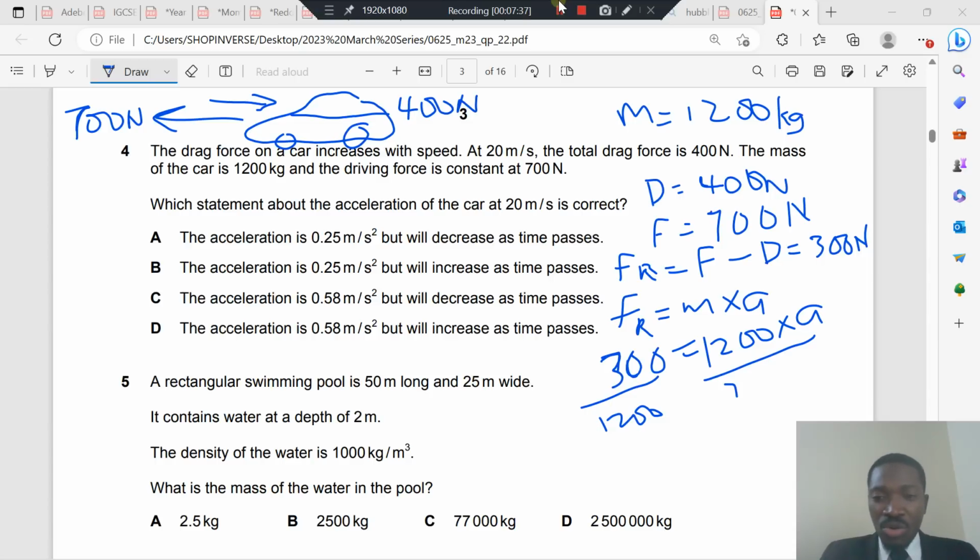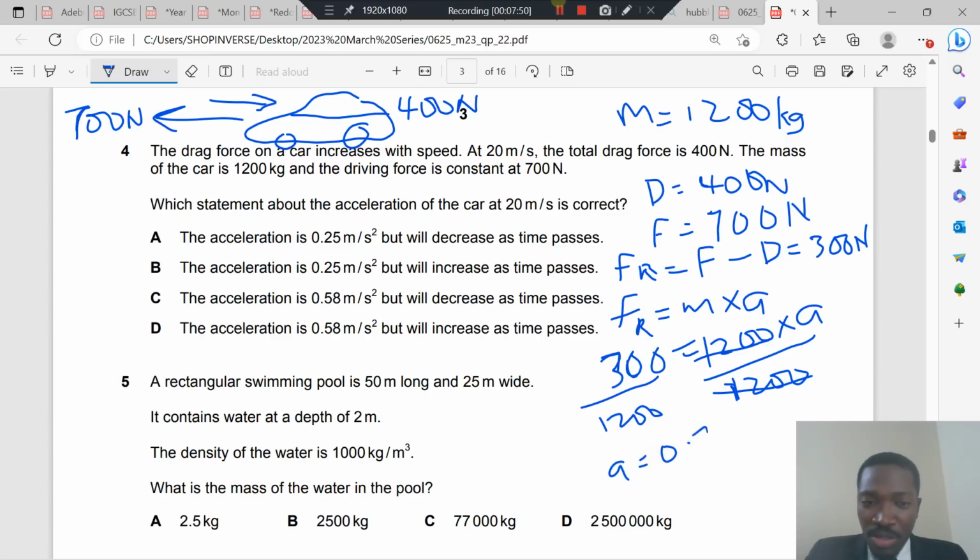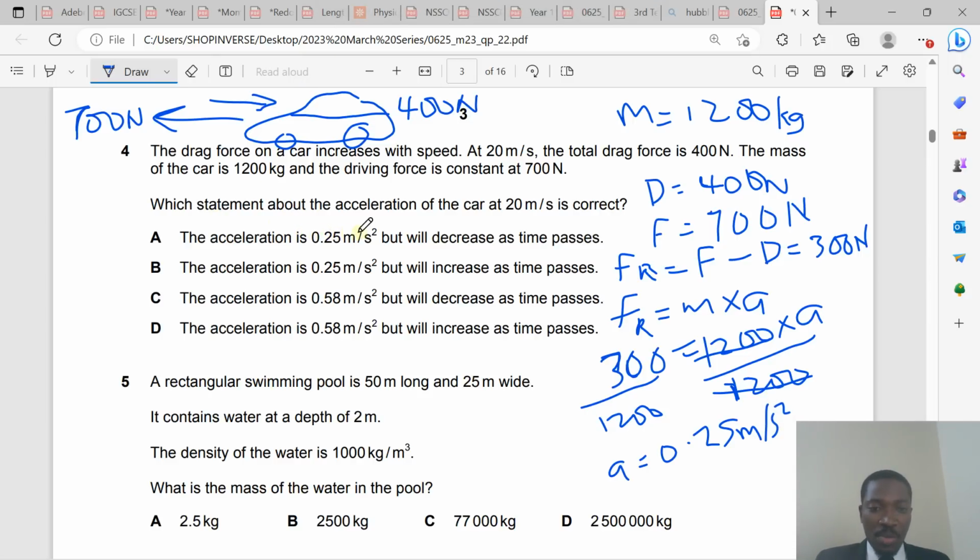We have to divide both sides by 1,200 in order to ensure we have acceleration left. So when you divide both sides by 1,200, this will cancel out. We have our acceleration is equal to 0.25 meters per second square. That will be the acceleration. So according to the question, the acceleration is 0.25 meters per second squared, but will decrease as time passes. Of course, the acceleration will continue to decrease.